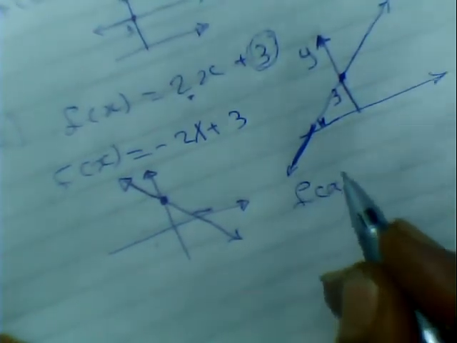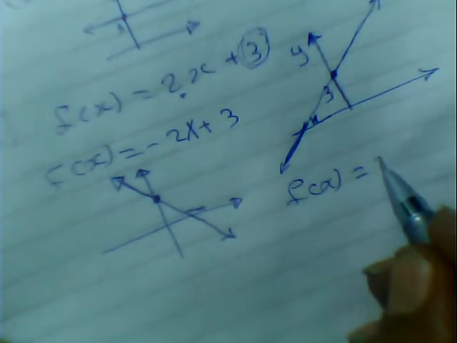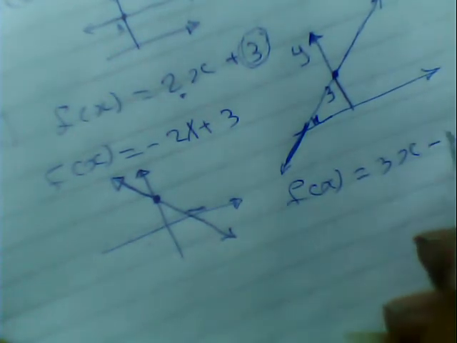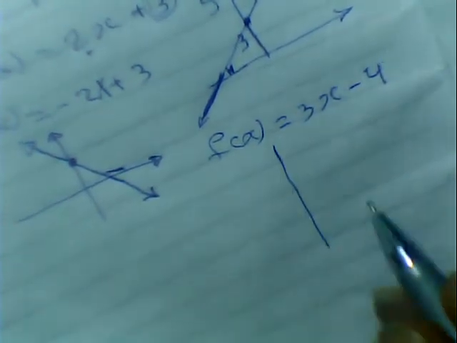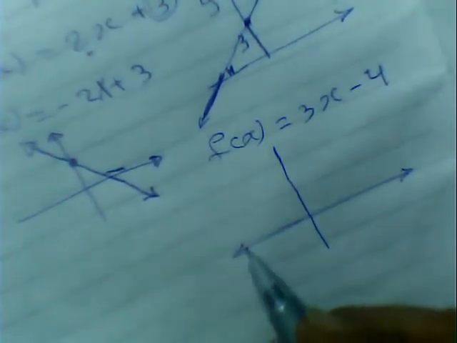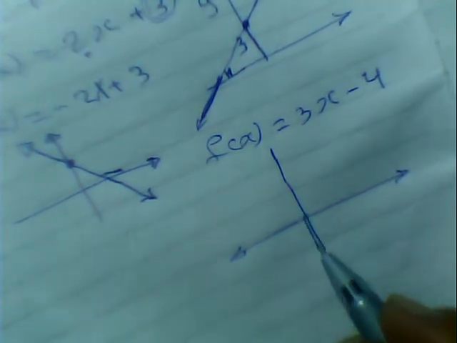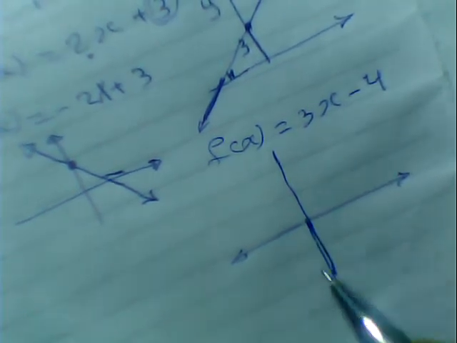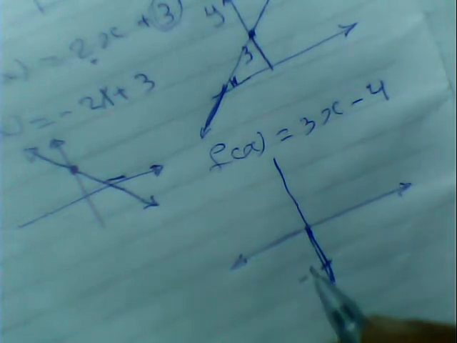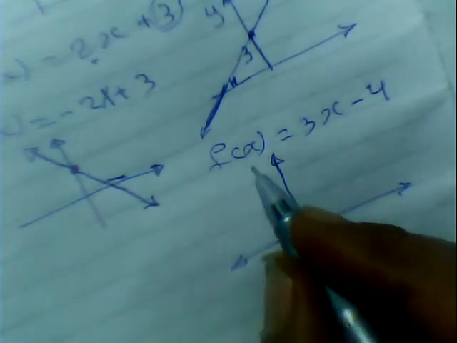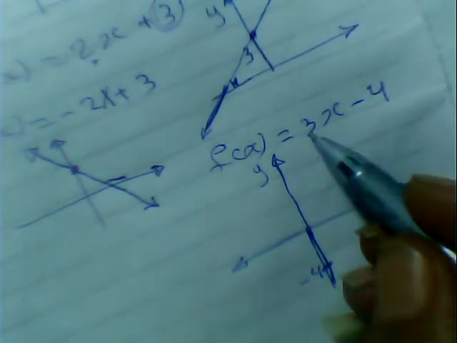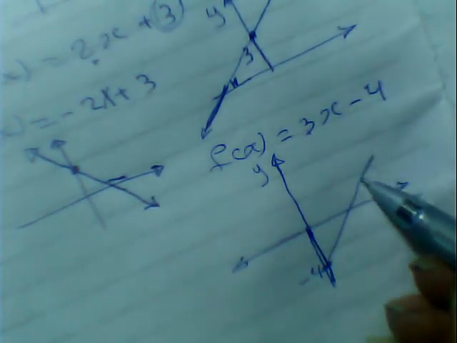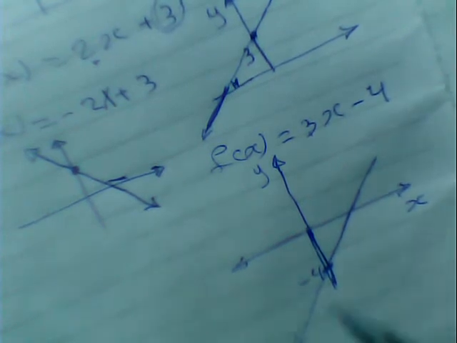f of x equals 3x minus 4. We can draw it faster like this: the point minus 4 on the y-axis, with the x-axis and y-axis, and the slope positive, like this. Now we have taught how we can draw this.